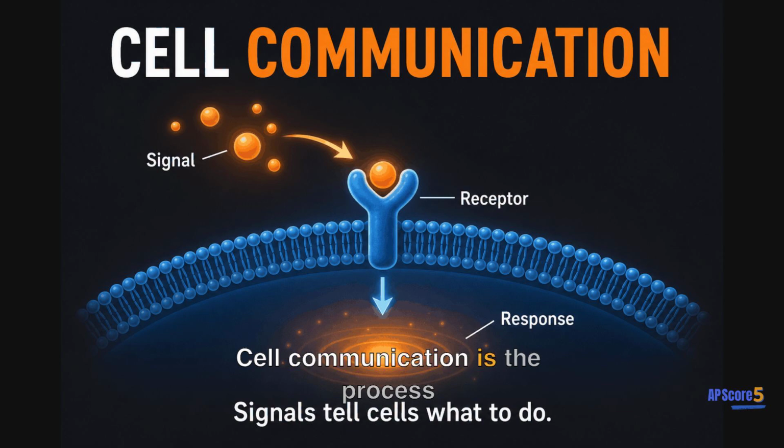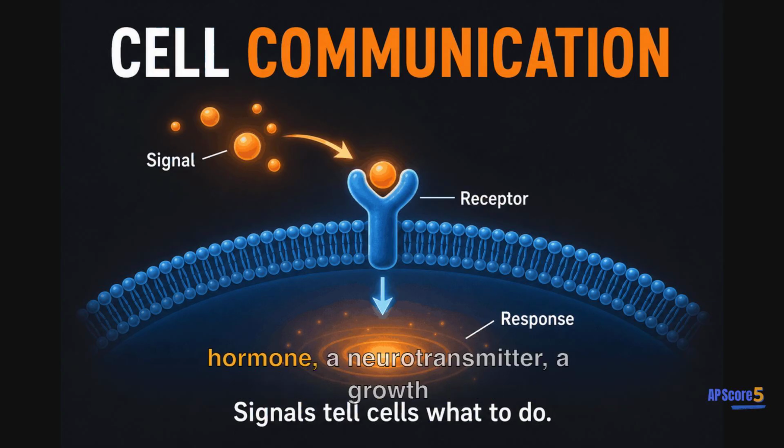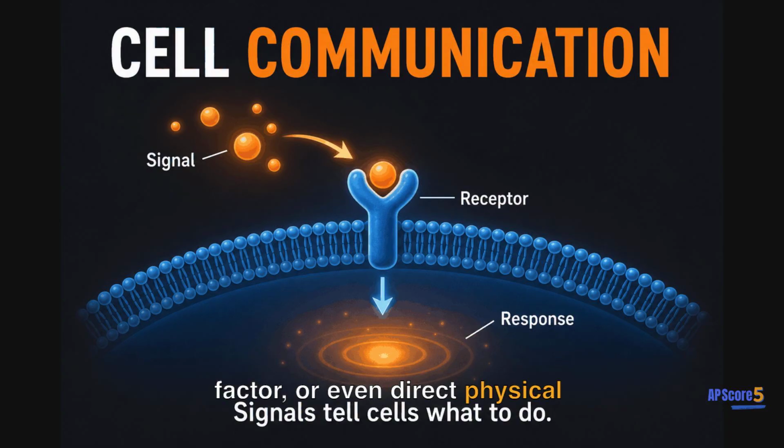Cell communication is the process by which one cell sends a signal, another cell detects that signal using a receptor, and the receiving cell produces a response that changes its behavior. The signal can be a hormone, a neurotransmitter, a growth factor, or even direct physical contact. The graders will rarely ask you to define the word, but they will absolutely ask you to follow the chain from signal to receptor to response on every Unit 4 free response question.